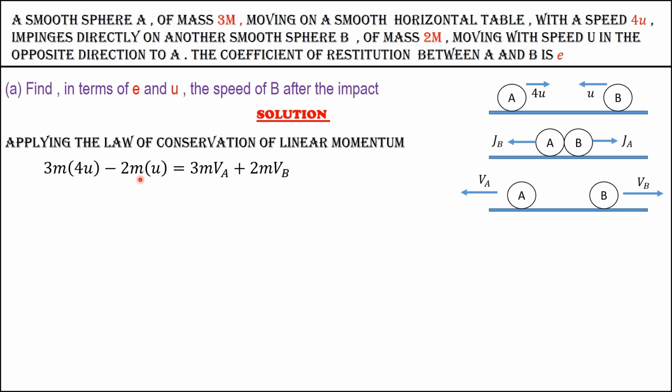Why this negative? Remember, the speed of sphere B is actually u, but I indicated this negative because in the question we are told that sphere B is moving with a speed u in the opposite direction to A. So after indicating the speed of sphere B before collision, I must include this negative, because sphere B is moving in the opposite direction to sphere A.